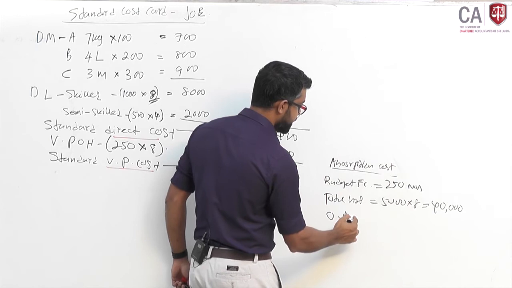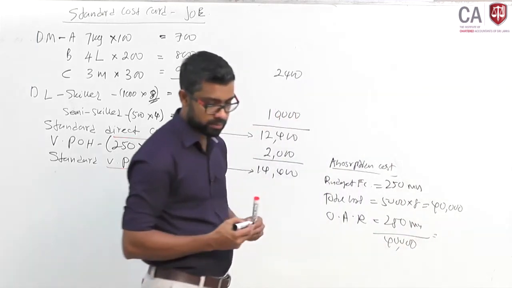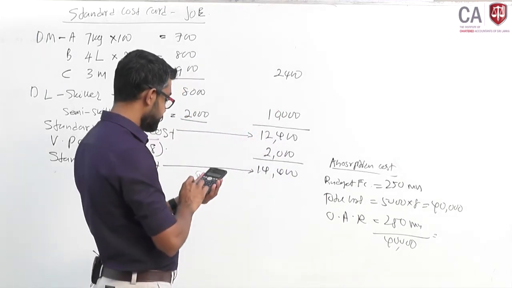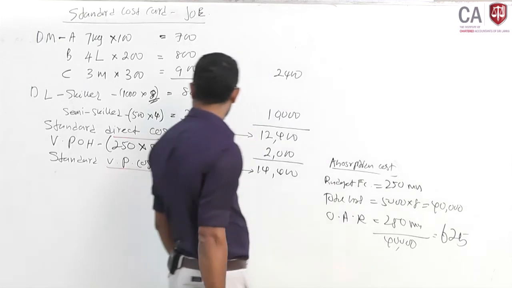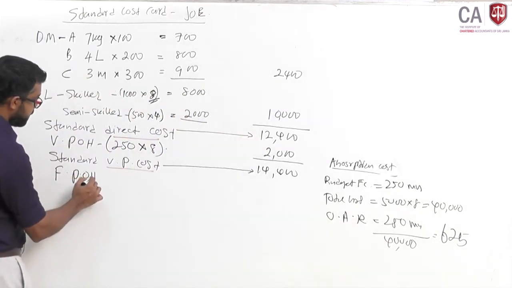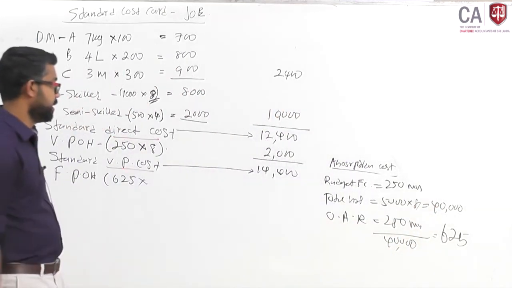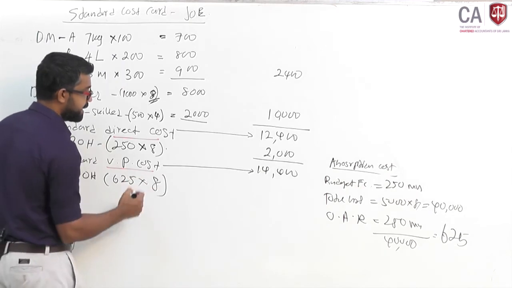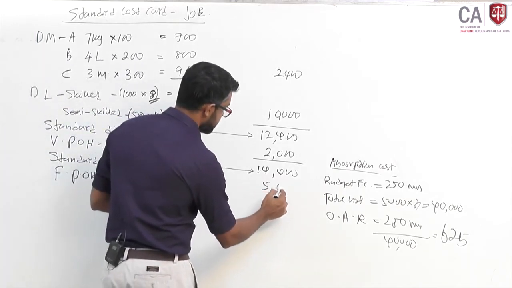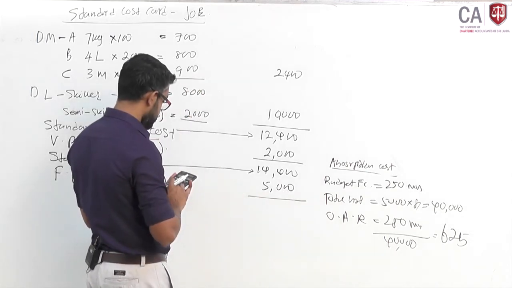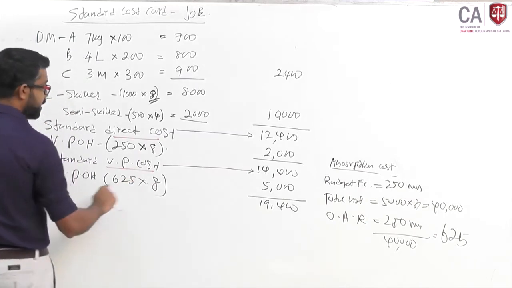Overhead absorption rate for fixed cost is 250 million divided by 40,000, which is $625 per hour. So the fixed production overhead absorbed is 625 per hour, because we divided by the total number of hours. If you divide by total number of hours for the per hour rate, how many hours per product? 8 hours, so $5,000. The total is $19,400. We call that the standard full cost, including fixed cost.